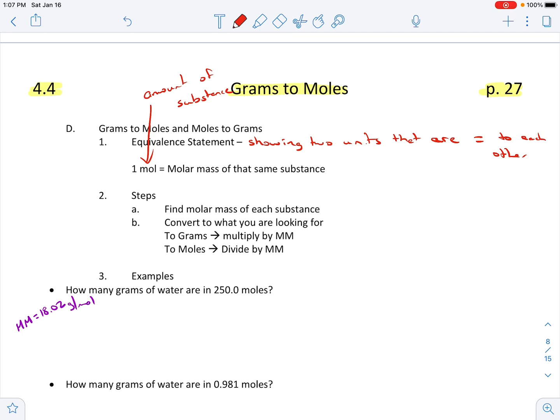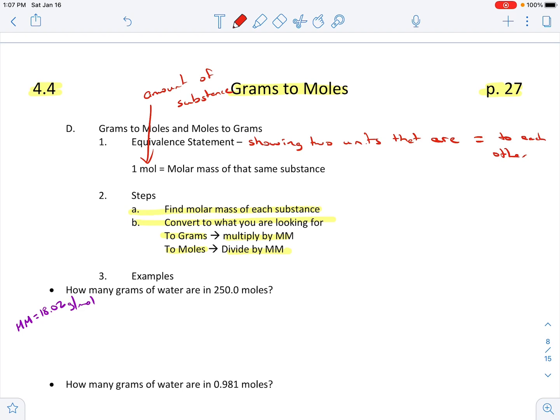So our steps, some pretty simple steps here. We find the molar mass of our substance, then we convert to what we're looking for. If we're going to grams, we multiply by molar mass. If we're going to moles, we divide by molar mass. But we're going to set it up in a T-chart so we can check that out. So we're going to use the two substances, water and iron 2 chlorate, that we've been using all along to kind of help us in our journey here.